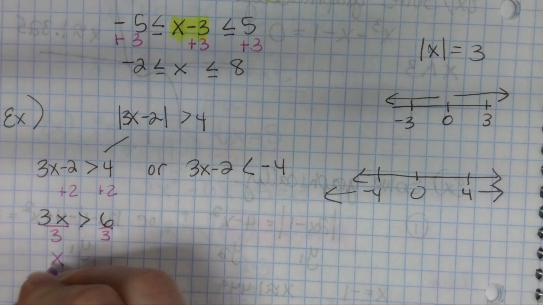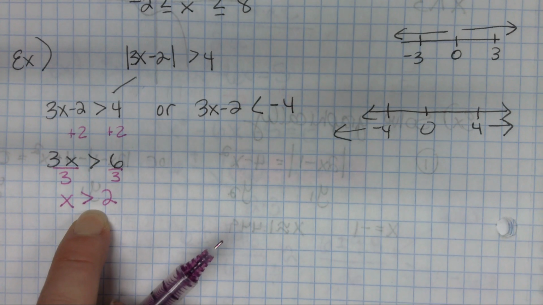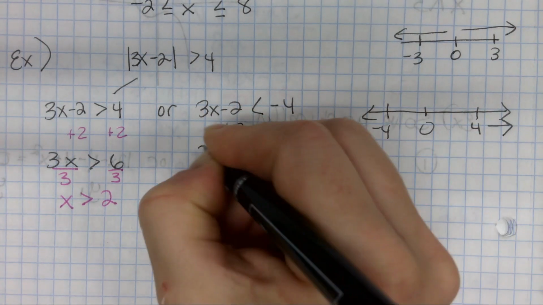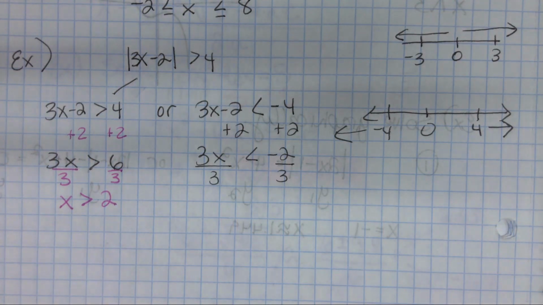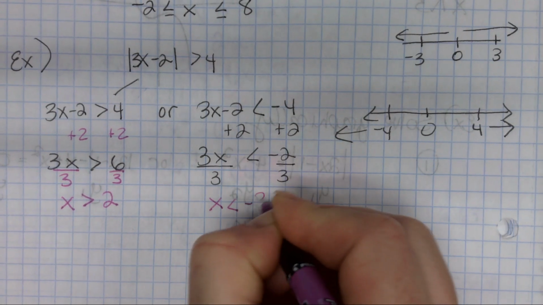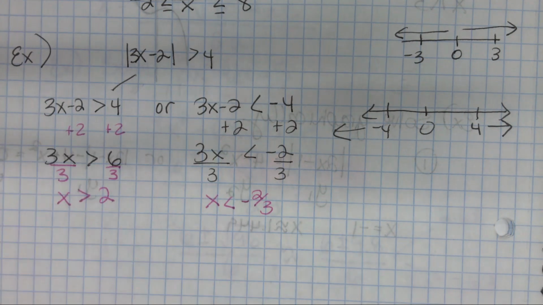Don't write these as equal signs. This is x has to be a value greater than 2. That means any value greater than 2 would work. And x has to be less than negative 2/3. Reminder, when you're solving inequalities today, if you run across a negative coefficient where you have to divide by a negative, do you remember what you have to do? You got to flip that inequality sign around. Okay.